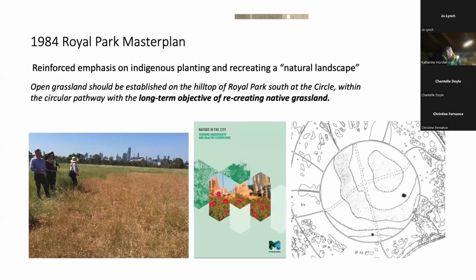And the park is managed, as I mentioned, as a sort of naturalistic landscape. It retains the vision of naturalistic woodlands of indigenous eucalypts around the perimeter, with clear sightlines along ridges and at the top of hills. And the 1984 Royal Park Master Plan enshrined the idea of having a native grassland restoration on the highest point in the park, which is the Grassland Circle, and also sought increased species richness in the park. And that's backed up by City of Melbourne's Biodiversity Plan, Nature in the City, which seeks increased understory vegetation in the municipality.